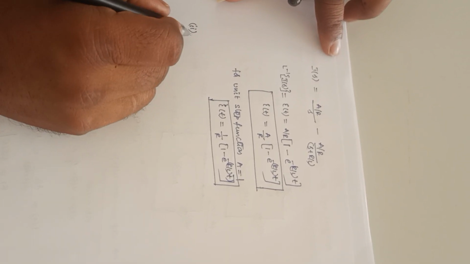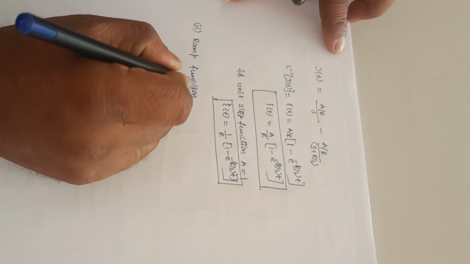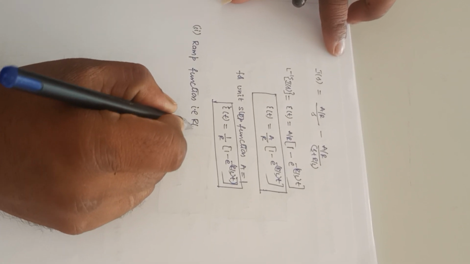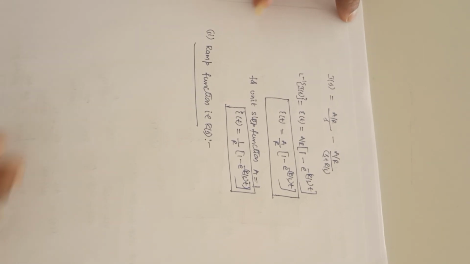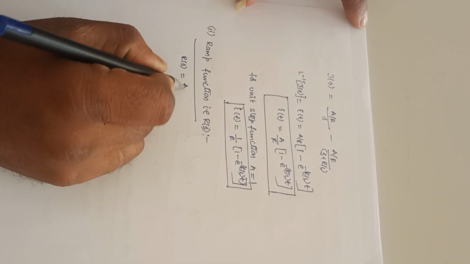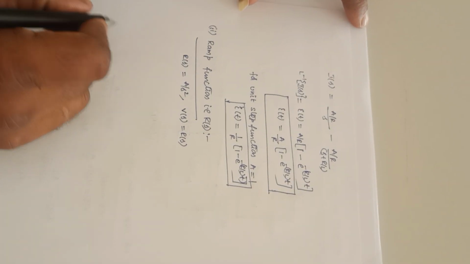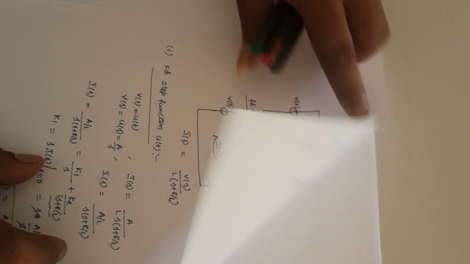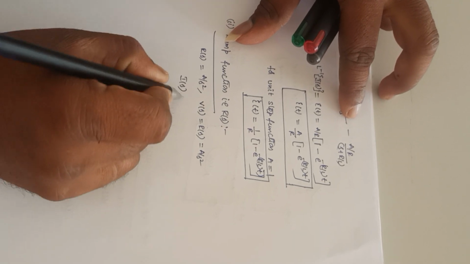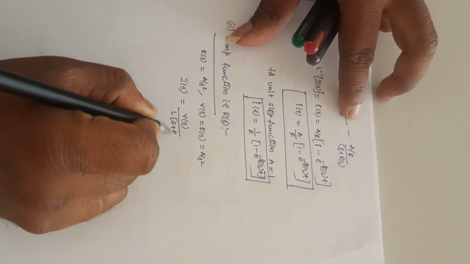Now second one, if you apply the ramp function, that is R of s. Now for the ramp function, you know that R of s is equal to a divided by s square, and the excitation is V of s is equal to R of s for ramp function. So that is equal to a by s square, and we know that I of s is equal to V of s divided by L into s plus R by L.